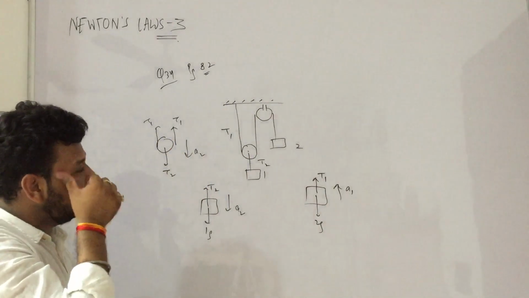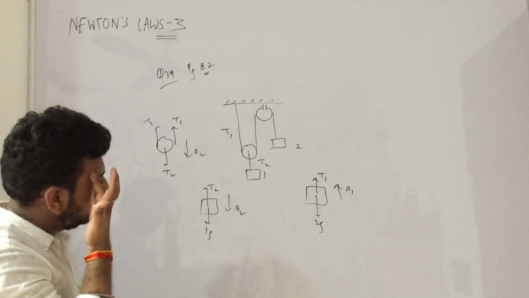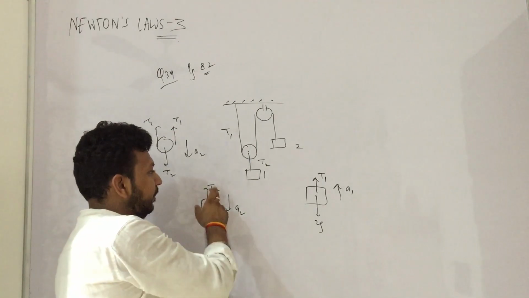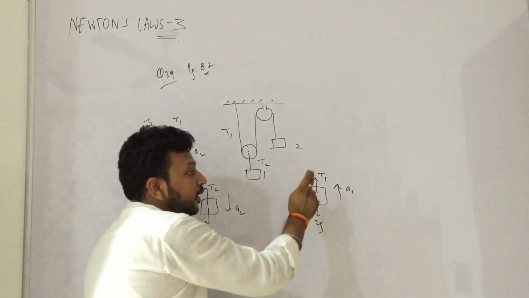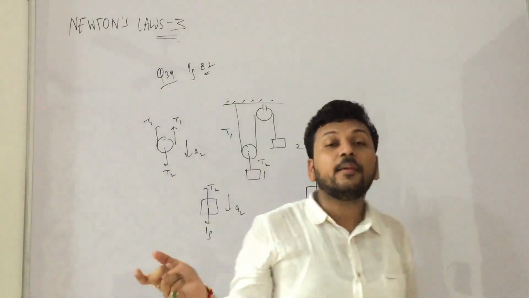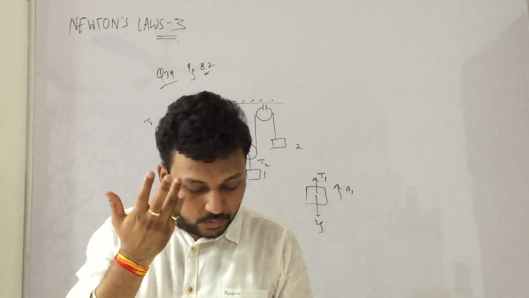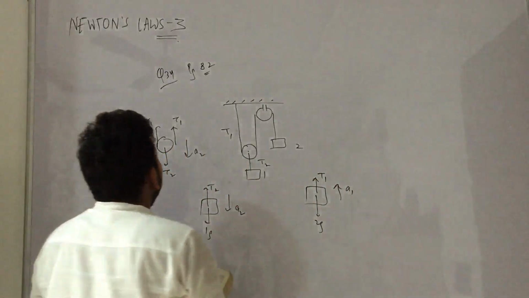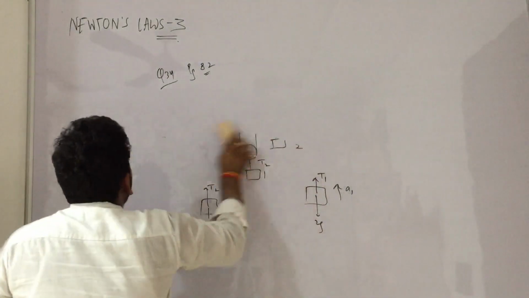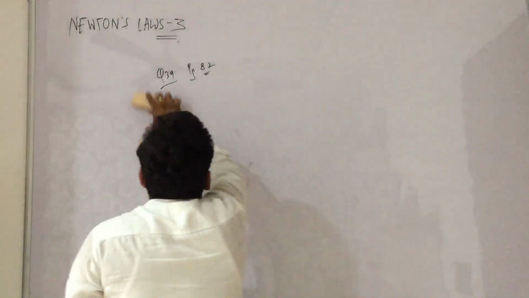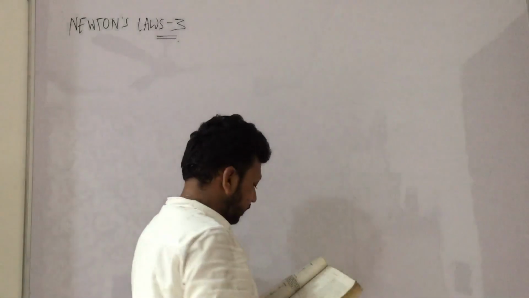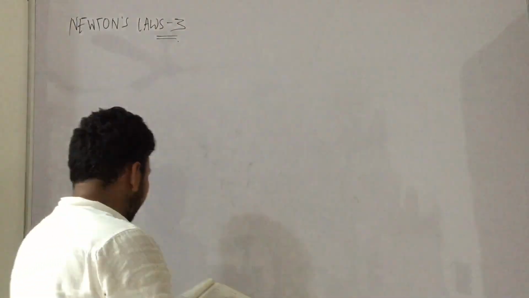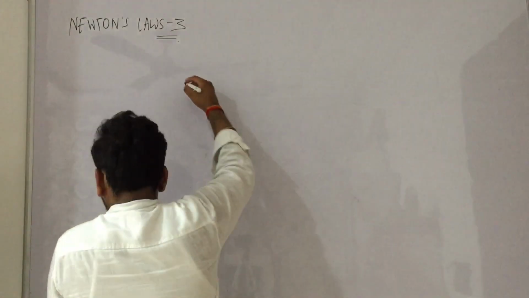As I already said, the relations are always opposite. The other equations are simple: 1G minus T2 is equal to 1A2, and T1 minus 2G is equal to 2A1. So these are the things I am erasing. Again, I am telling you, if you find any difficulty, you can write in the comment.